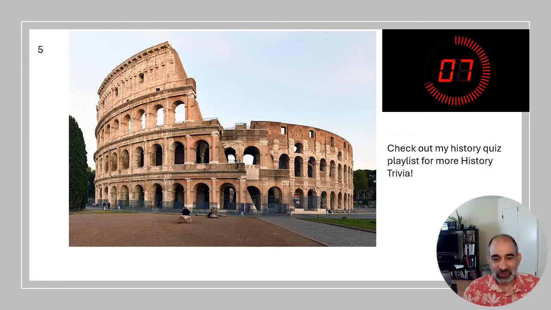All right, this of course is the very famous Colosseum. And when we think of the Colosseum, we of course think ancient Rome.